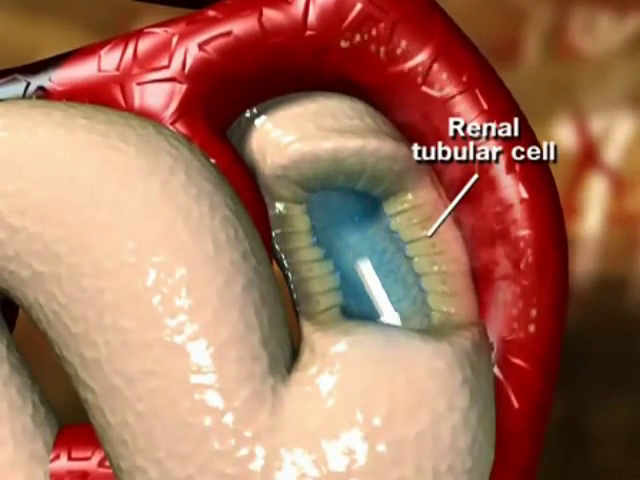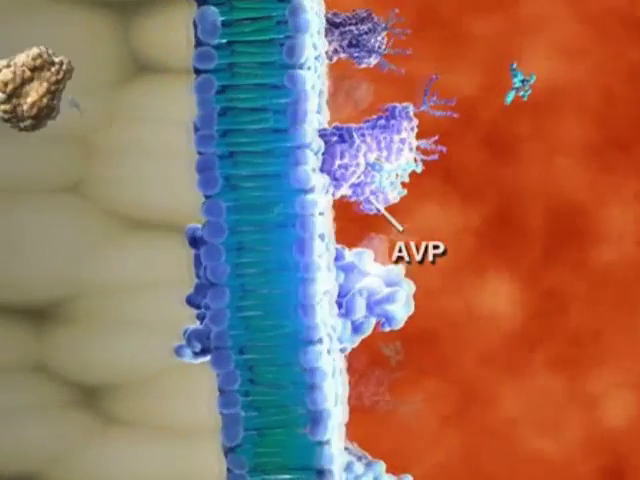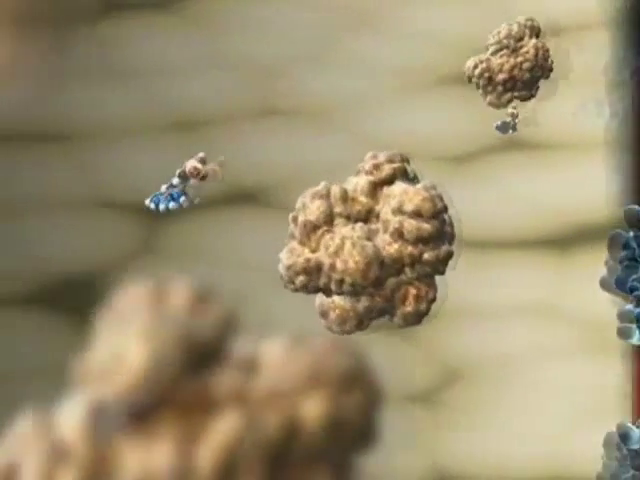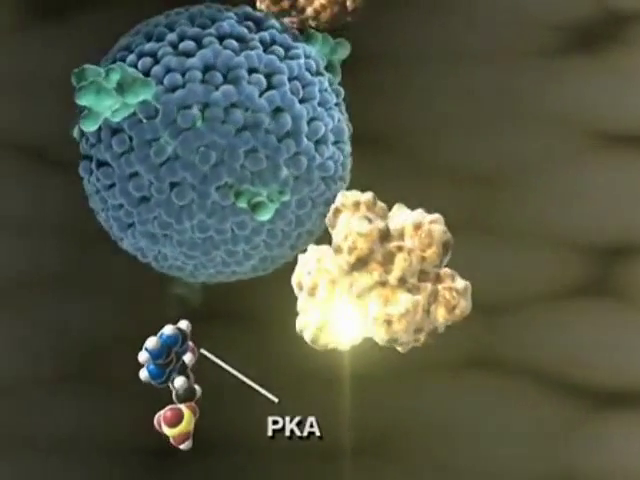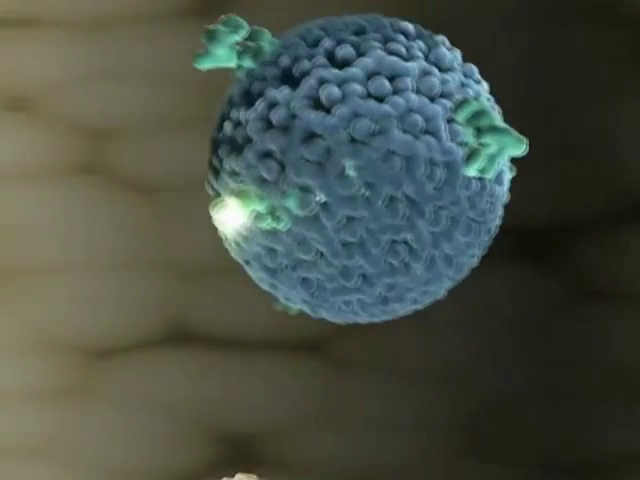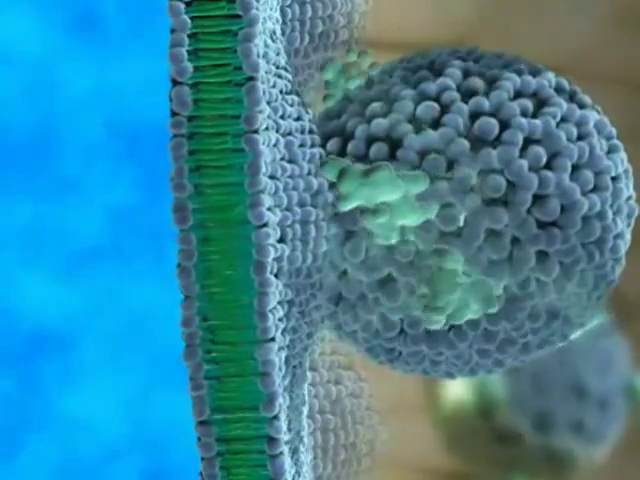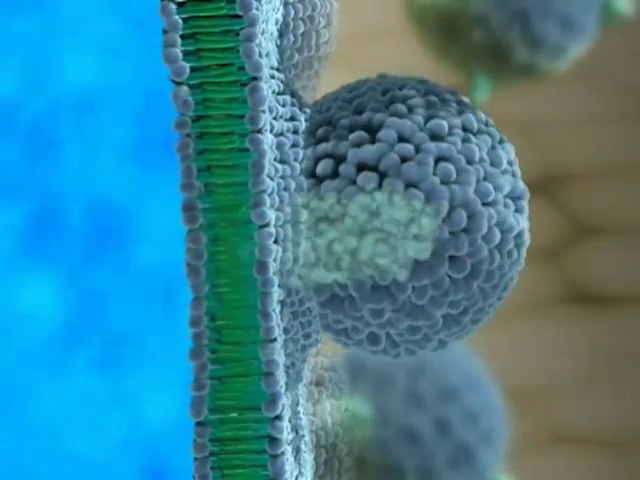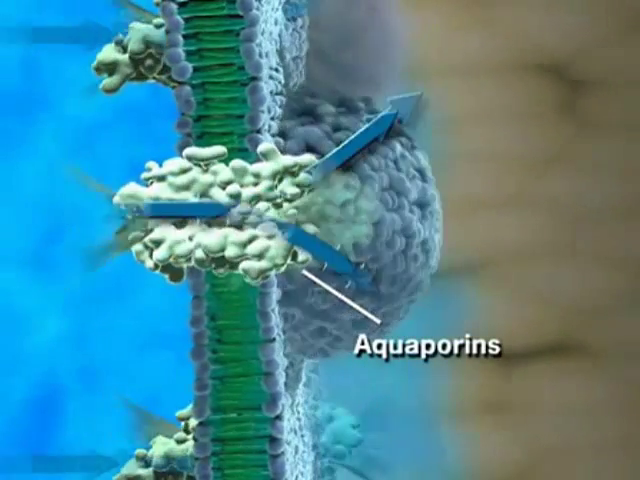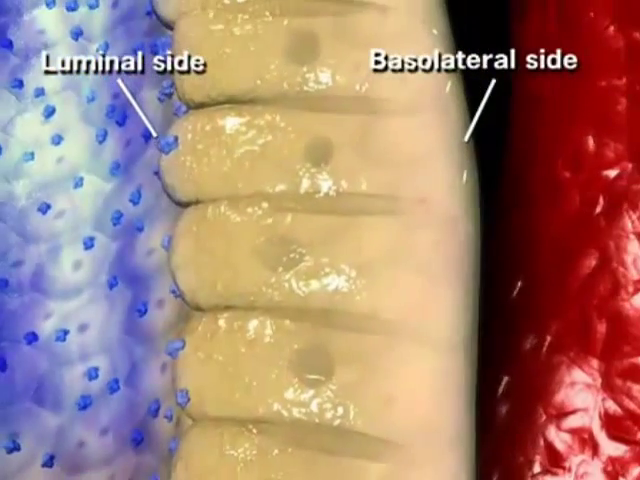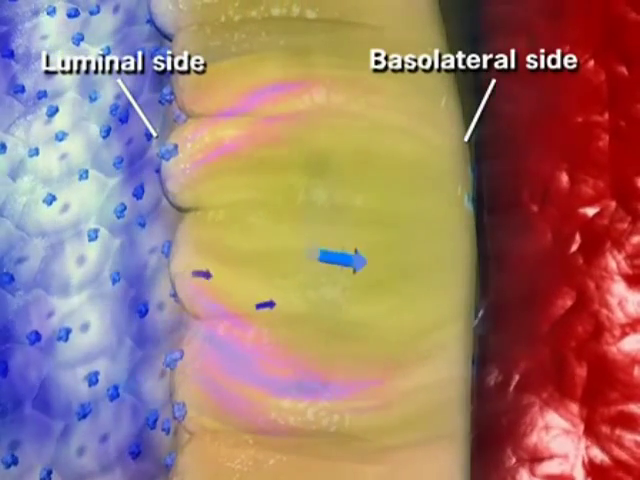AVP binds to the V2 receptor in the renal tubular cell of the collecting duct. This stimulates increased intracellular cyclic AMP and activation of protein kinase A. Phosphorylation of the microtubular subunits results in aggregation to form aquaporins, which are then inserted into the luminal membrane. Water enters through the aquaporins on the luminal side of the renal tubule and exits passively on the basolateral side into the capillary space.